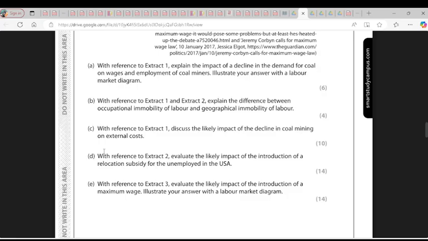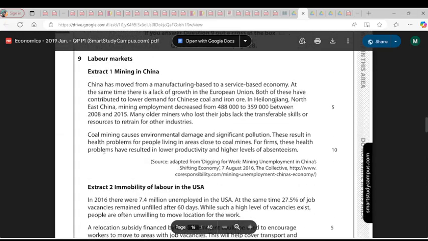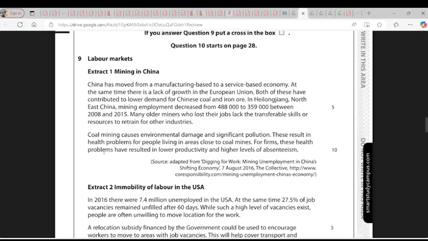So we go to 9C. With reference to extract 1, discuss the likely impact of the decline in coal mining on external costs. So we'll go back to extract 1. Based on the case study, what is external cost? External cost is the cost to third parties. That is external cost, which is negative externality. Are you with me?